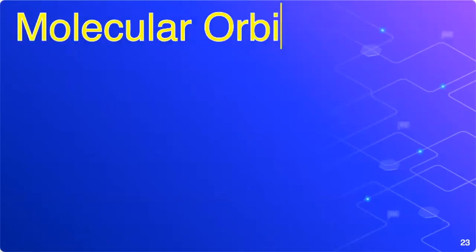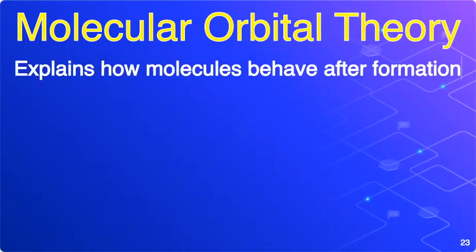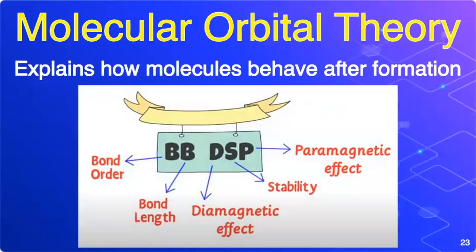So today we're going to learn about molecular orbital theory. The molecular orbital theory explains how molecules behave after formation. So what does the molecular orbital theory explain? The following: the bond order, the bond length, the diamagnetic and paramagnetic effect, and the stability of the molecules.